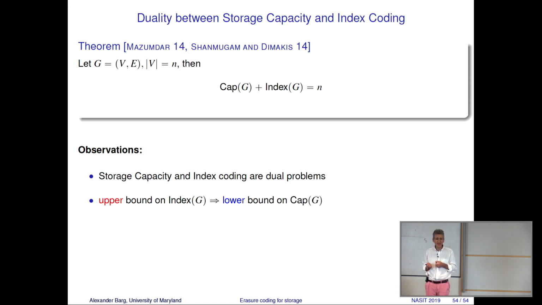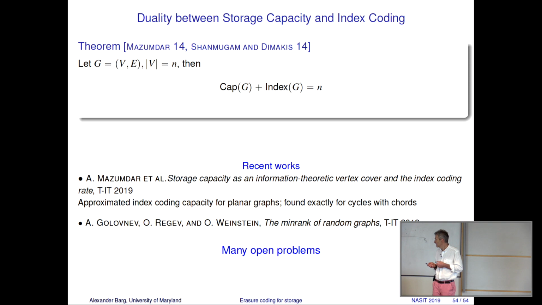Well, a bound on one gives a bound on the other. That is also clear from the equality. A large group of open problems here. And this finishes my locality discussion.